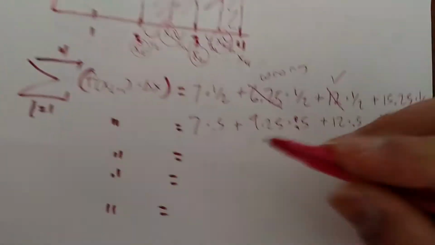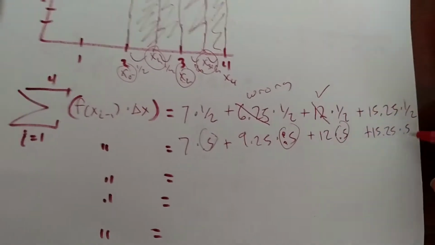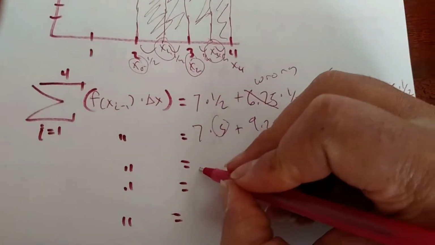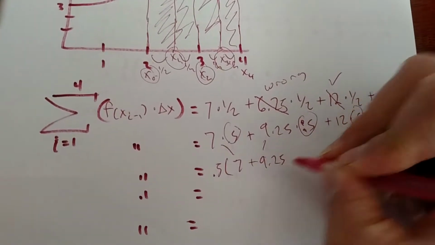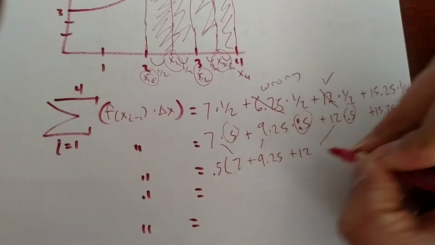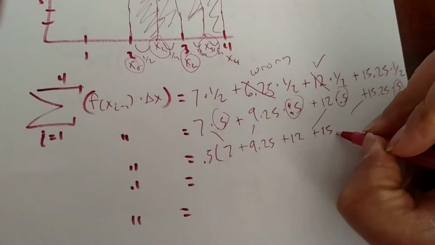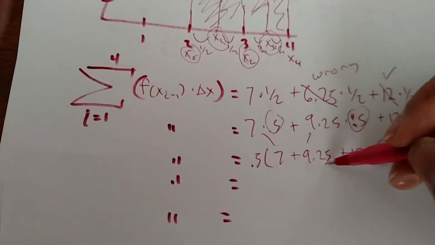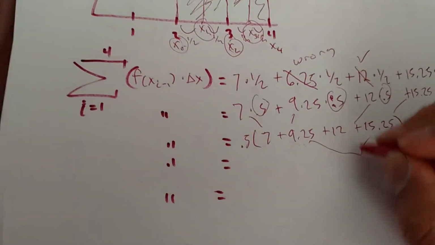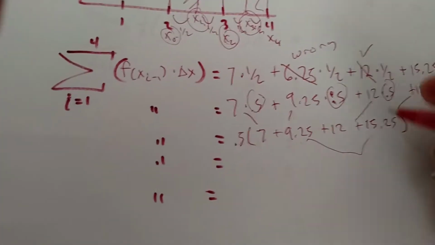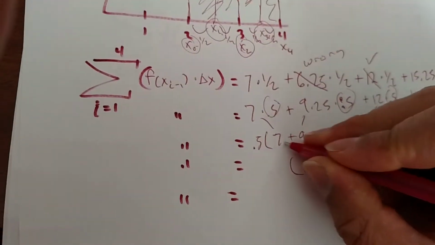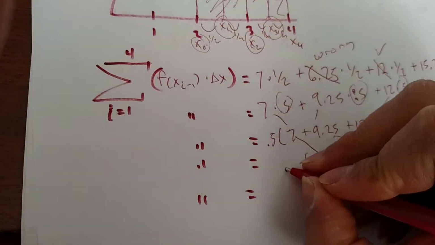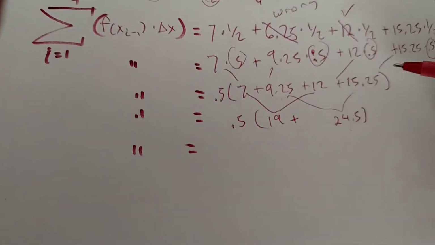Okay? Now watch what I do right here. It makes it so much easier. It's awesome. Okay, so bam. I just factored out a 0.5. That makes my decimals a lot easier. I just combine these two. 9, that's going to give me 24.5. That's going to give me 19. All right. You don't have to do it like this. It's so much easier, though.